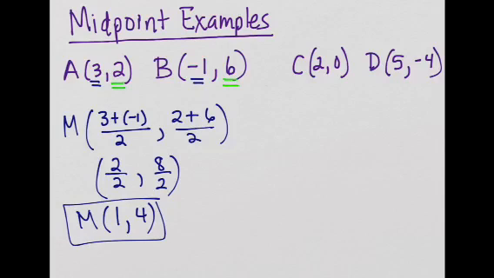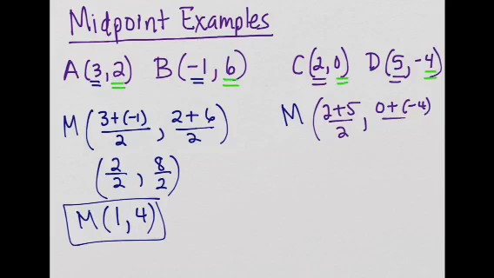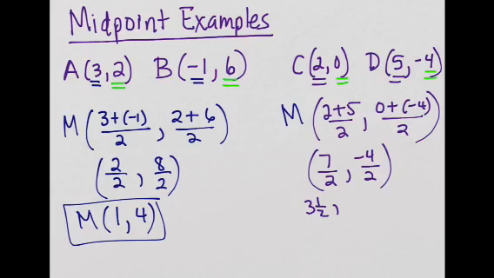Same thing on this side. We're looking for the midpoint, M. We take the x coordinates and add them together. So 2 plus 5 and then divide by 2. And then we take the y coordinates, which would be the 0 and the negative 4, add them together, divide by 2. So this is going to give me 7 divided by 2, and this is going to give me 0 minus 4 is negative 4 divided by 2. The x coordinate, you could leave it like that, or you could write it as 3.5 if you like, and then the y coordinate is negative 2. So this is the midpoint.